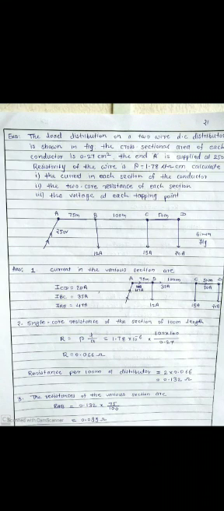The resistivity of the wire is rho equal to 1.78 micro ohm centimeter. Calculate, first, the current in each section of the conductor. Second, the single core resistance of each section. Third, the voltage at each tapping point.